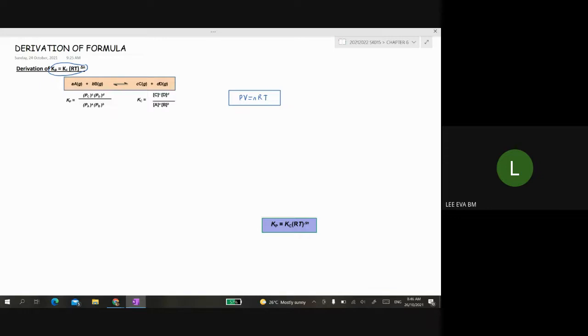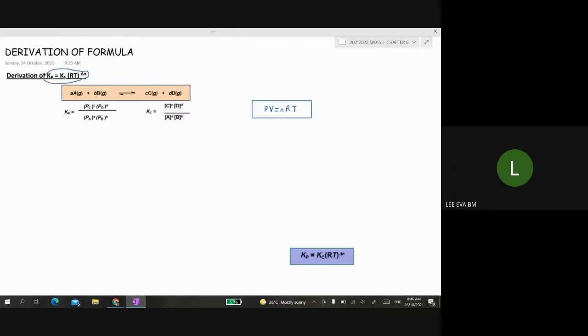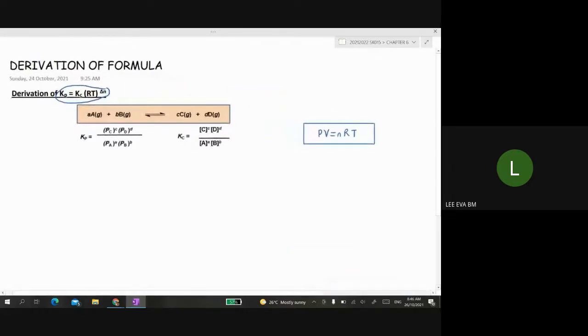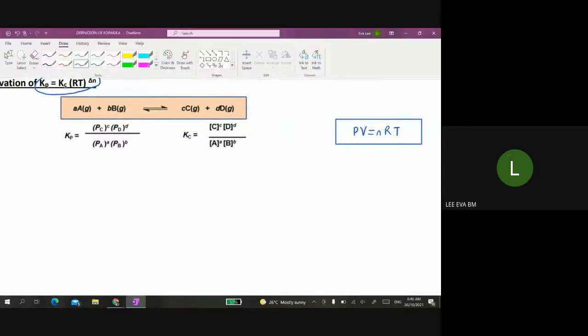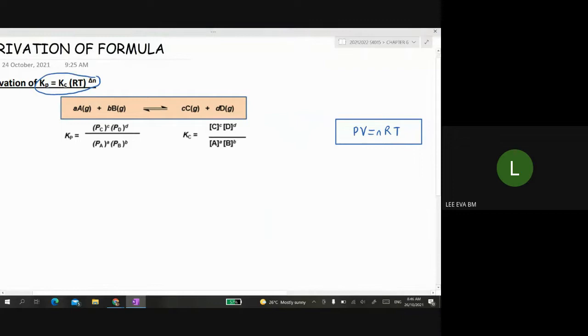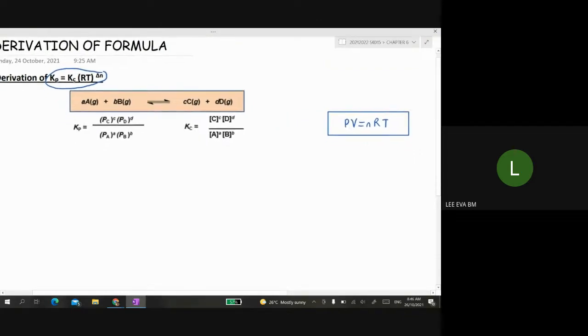It will be slightly complicated if we're using a general equation. So we will derive one time using the general one, and then we will use a specific equation to derive the formula in the next example. Okay, so we start off with the Kp and Kc expressions. Kalau Madam terlalu cepat bagi tahu. Okay, so here you go.